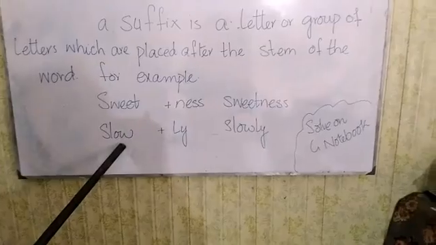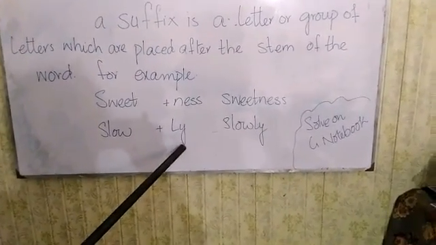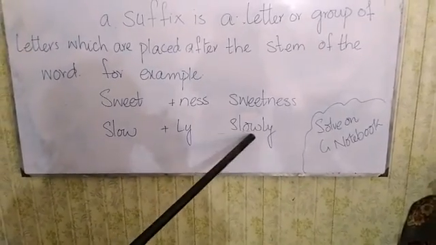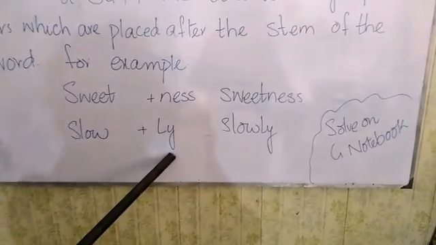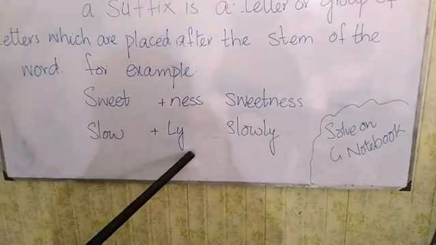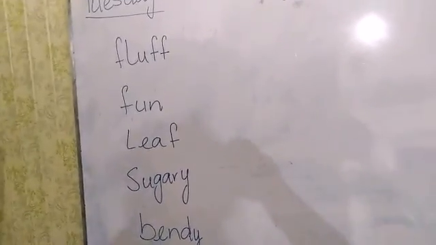Now, slow. Yes, slow is adjective. When we add ly, it becomes slowly. Yes, ly is suffix. And slowly becomes adverb. Adjective changed into adverb. Okay, now what you have to do in question number 1: add the suffix y to these words and then use the new words in your own sentences.